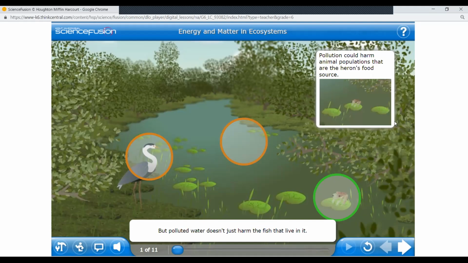But polluted water doesn't just harm the fish that live in it. Pollution can also harm amphibians that reproduce and lay eggs in water. If amphibians such as frogs are harmed by water pollution, the herons will have fewer food options, which could make it more difficult for the herons to survive in the wetlands.